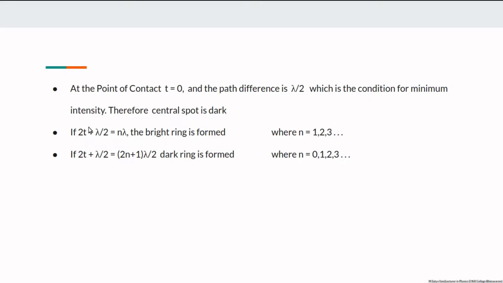Next, if 2t plus lambda by 2 is equal to n lambda, a bright ring is formed. This is the condition for a bright ring, where n is equal to 1, 2, 3 and so on. If 2t plus lambda by 2 is equal to (2n plus 1) into lambda by 2, a dark ring is formed. These are the conditions for the formation of bright and dark rings. This is the general condition.